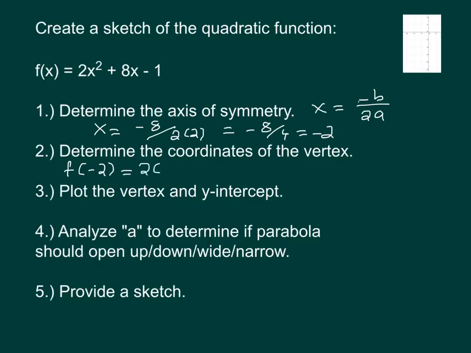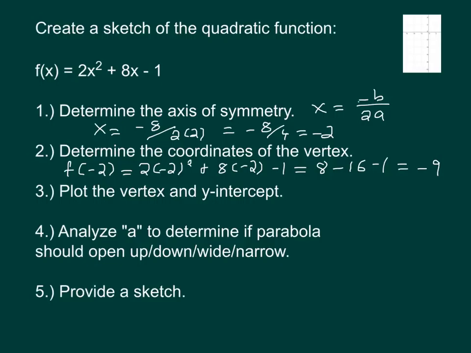So that's 2 times -2 squared plus 8 times -2 minus 1. Now, order of operations, remember exponent first: -2 squared is a positive 4, and 2 times 4 is 8, plus 8 times -2 is -16, minus 1. That's going to give us -8 minus 1, which is -9. So the coordinates of the vertex are going to be -2, -9.